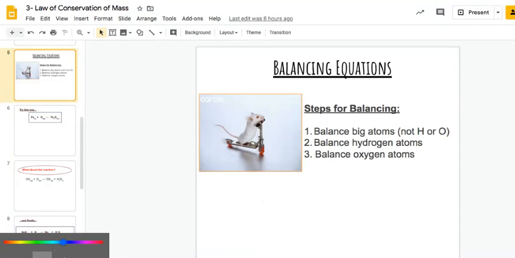So our steps in order to do so are the following. We always want to balance your big atoms first. So basically that means anything except your hydrogen or oxygens. Step 2, we're always going to balance our hydrogens, and then we always leave oxygen atoms for last. So to give this a go, we are going to try an example.